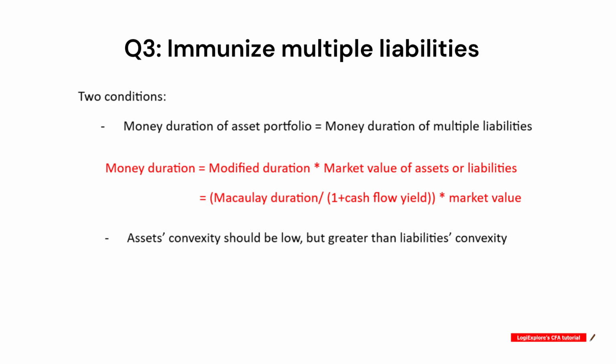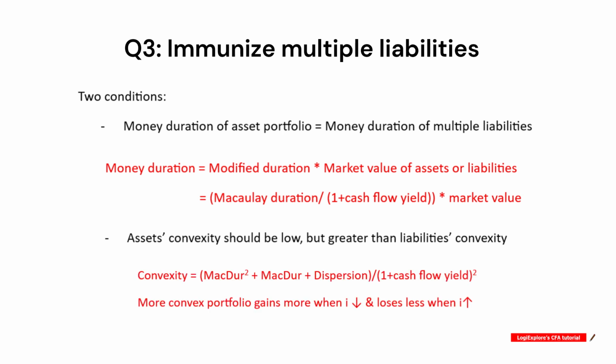Condition 2. The asset portfolio's convexity must be greater than the convexity of the liabilities. As shown in the function below, convexity is a function of a portfolio's own dispersion. As in the case of a single liability, we want to keep the portfolio convexity as low as possible. But, as a more convex portfolio gains more when interest rate falls and loses less when interest rate increases, we want to make sure that the asset portfolio's convexity is higher than that of the liabilities.